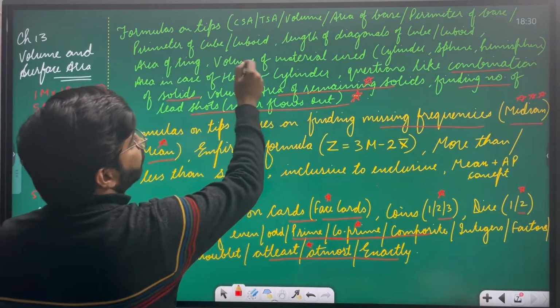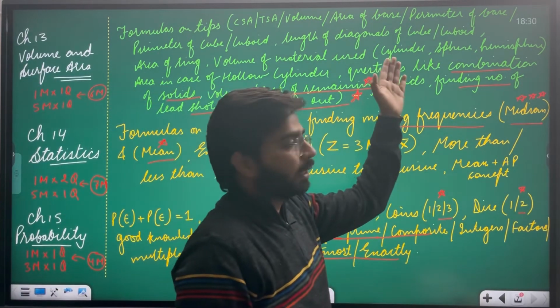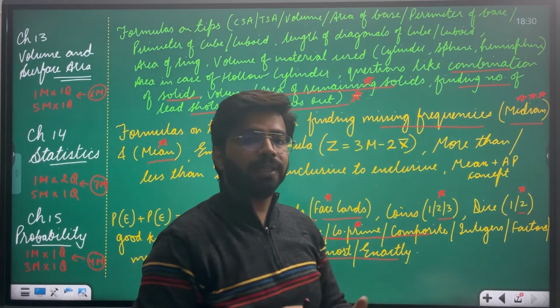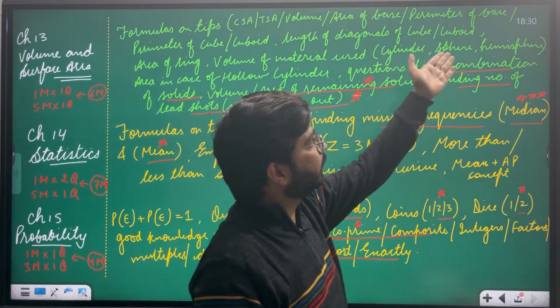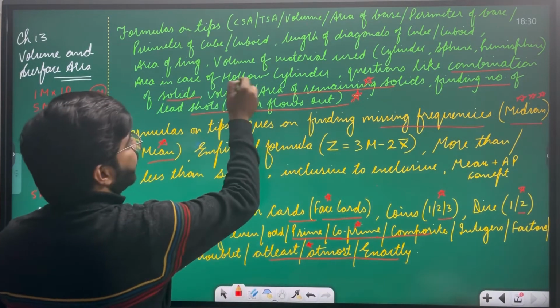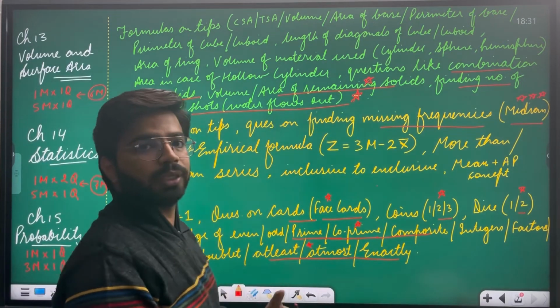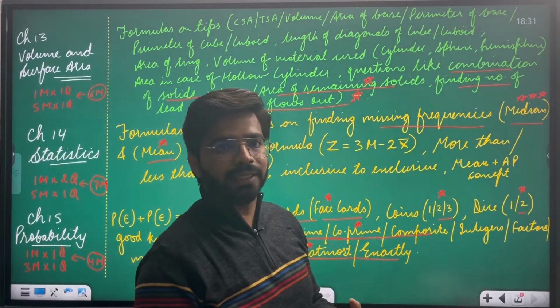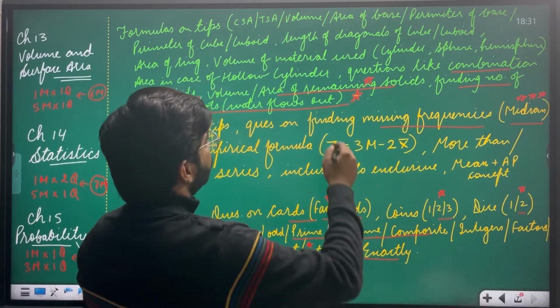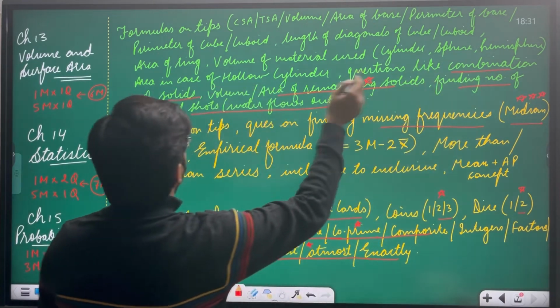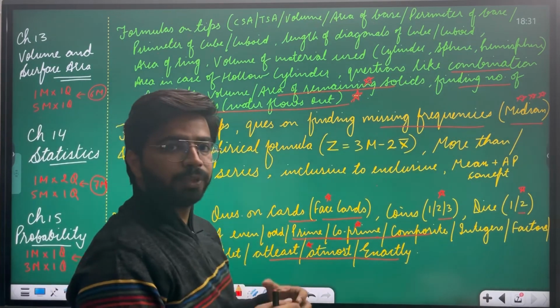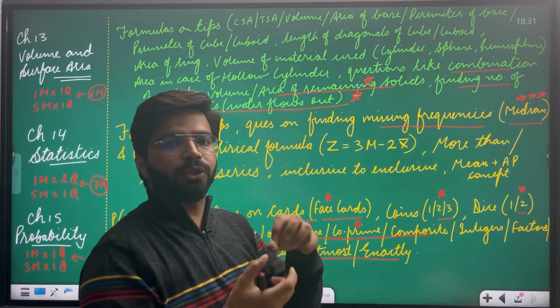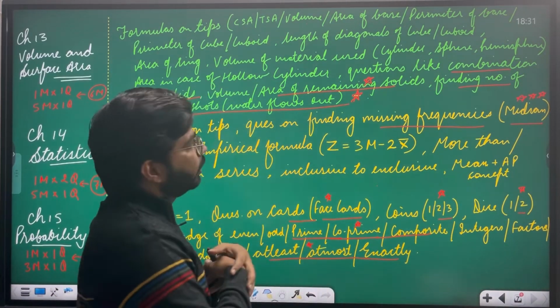Area of ring, volume of material used. Volume of material used in making a cylinder. This type of questions: cylinder, sphere, hemisphere. Area in case of hollow cylinder. Hollow cylinder areas are calculated separately, right? Inner and outer, total. After that, questions like combination of solids. How will the questions be? Combination of solids. There is a hemisphere, on top of it a cylinder, and on top of the cylinder a cone.